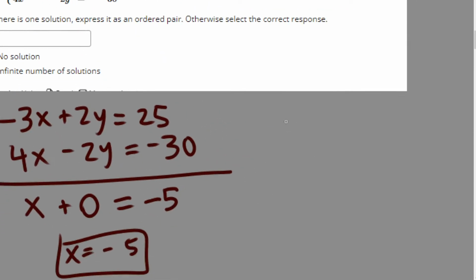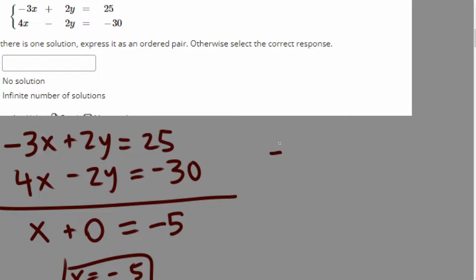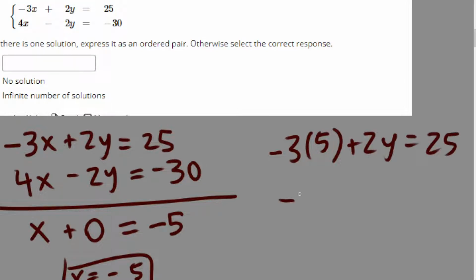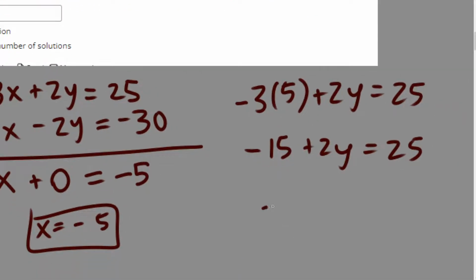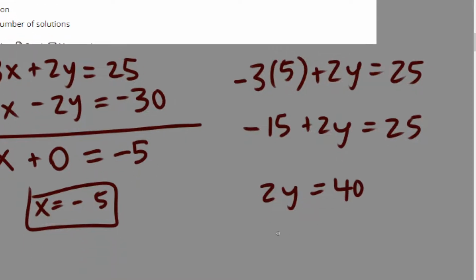Now you can go up and choose any equation to plug this back into. I'll choose the top, so negative 3 times 5 plus 2y equals 25. So you get negative 15 plus 2y equals 25. We'll add 15 to both sides, so you get 2y equals 40, which will give you y equals 20.